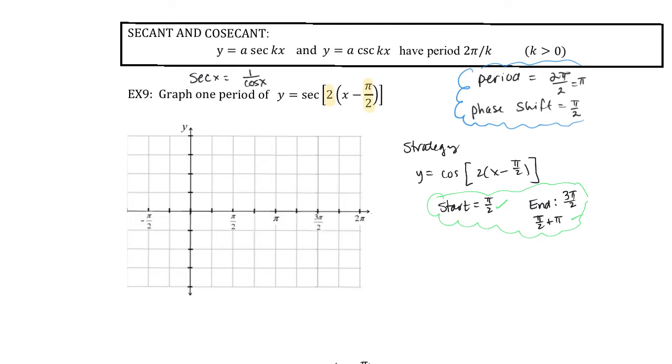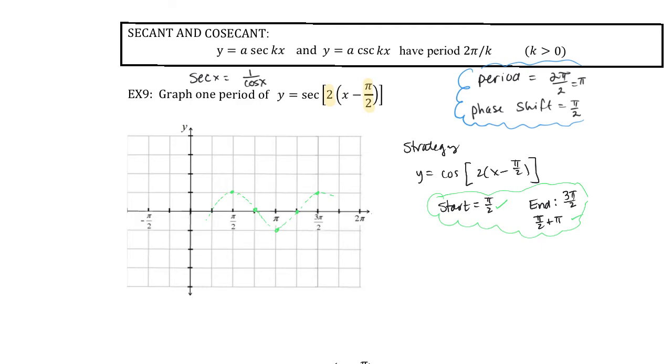Okay, now I'm going to do my cosine. All right, cosine, so we're starting at pi over 2. Cosine coasts down, so we're here, and we're done at 3 pi over 2. Good. Okay, so here's my graph of cosine, and it could keep going. Now let me show you what happens with the secant.